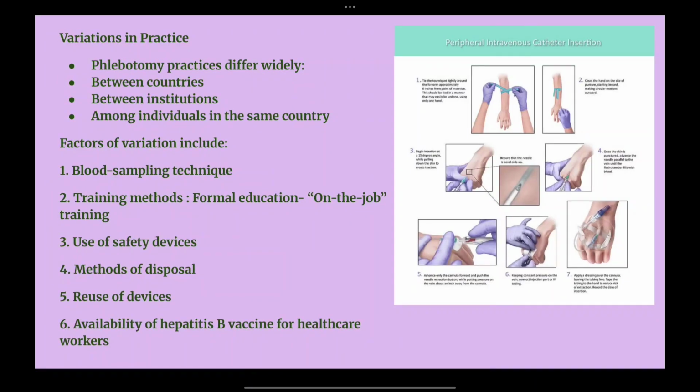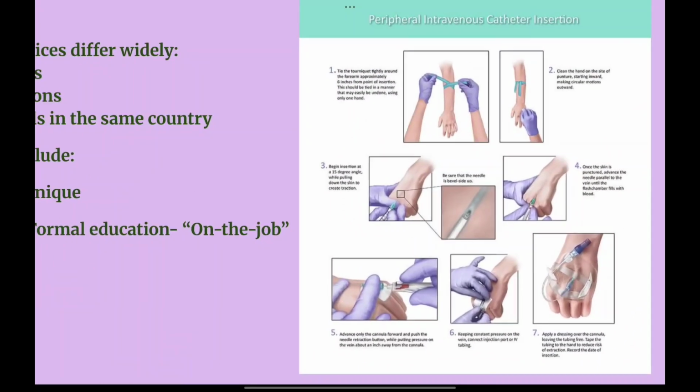So here is the image of how a phlebotomy is conducted, or a peripheral intravenous catheter is inserted. Firstly, the patient's hand is bound with the tourniquet to dilate the veins, or to make the veins prominent. Once the vein is selected, you use an alcohol swab to sterilize the area to remove all the microorganisms, dirt or debris that is present on the patient's hand. Then you select the vein that you want to pierce with the IV catheter.